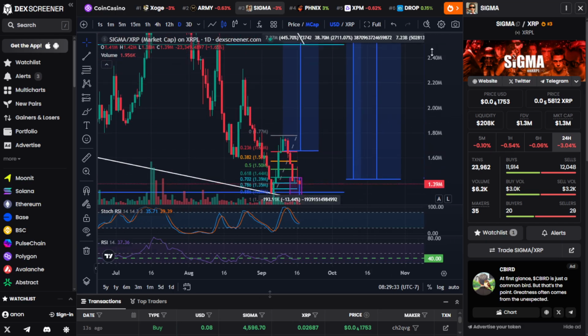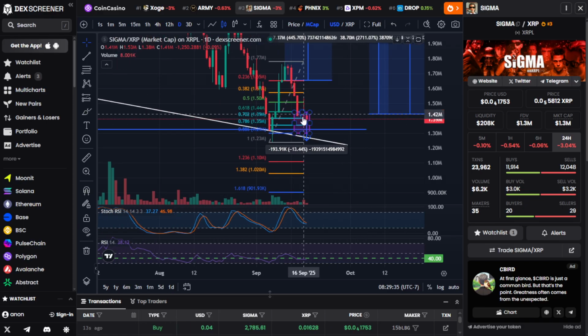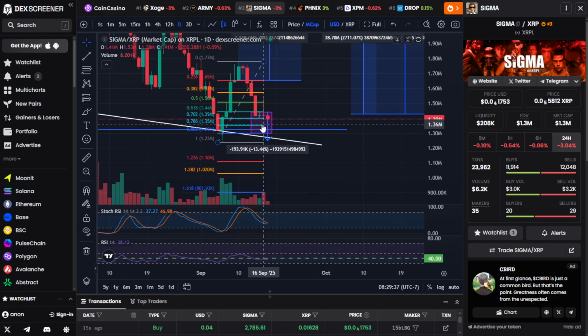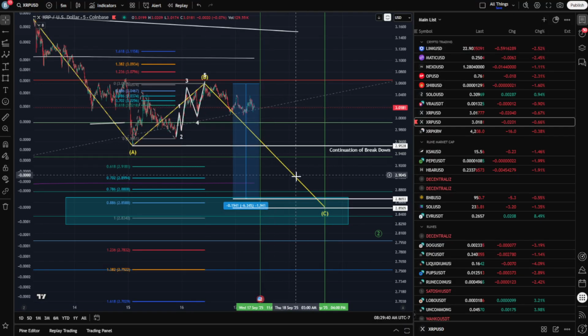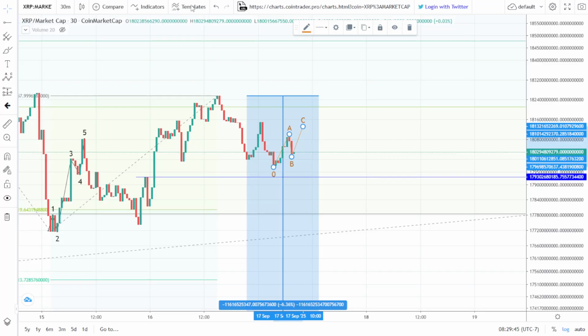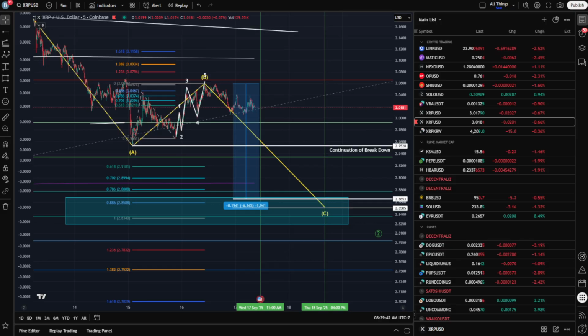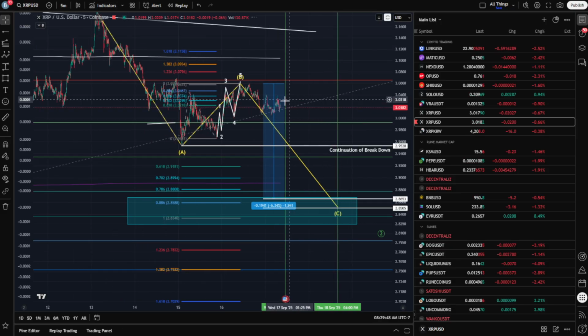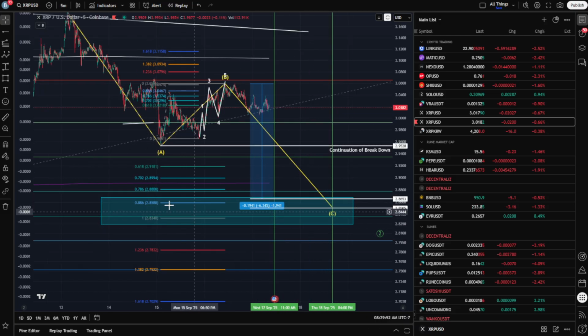So the fact that Sigma's aligning with this concept, with the de-risking into the Fed meeting, and we have the fact that this structure is playing out nicely on both the USD, Korean, and market cap charts. All of that together gives me expectations that we should see this final rollover and breakdown, giving us this entry here in the 283 to 285 level.